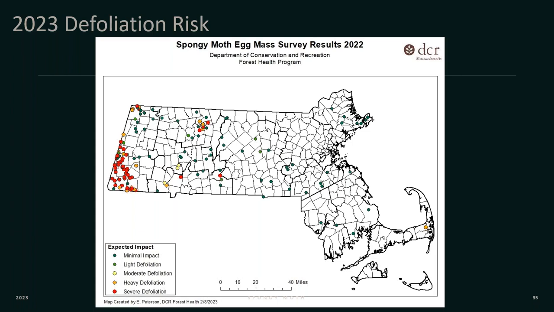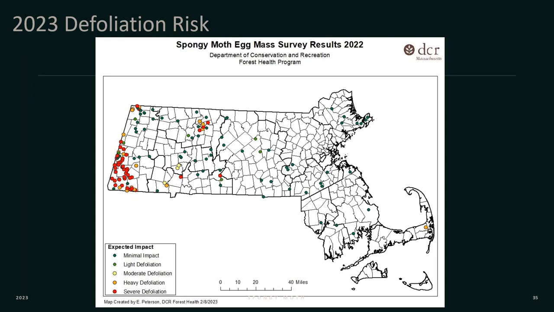And the ones that are orange and red are areas where it's very likely we'll see noticeable defoliation again this year. Those are higher risk points. So we are seeing it throughout the same area we saw last year. We're expecting it to build a little more in Hampden and Hampshire County than we saw last year. And while we don't expect significant defoliation in central and eastern Massachusetts, we are still finding egg masses.